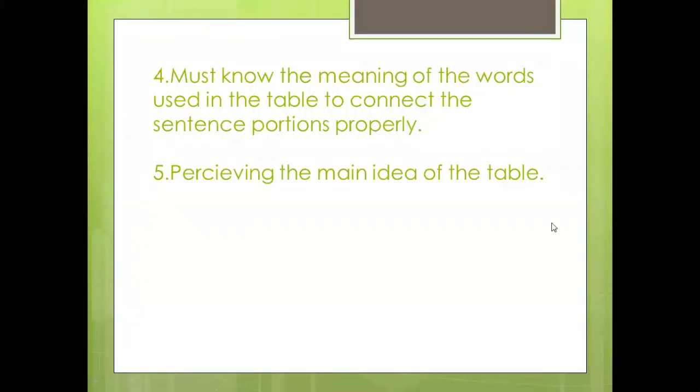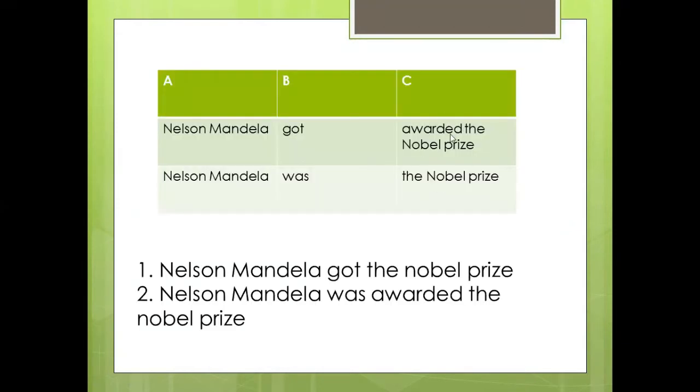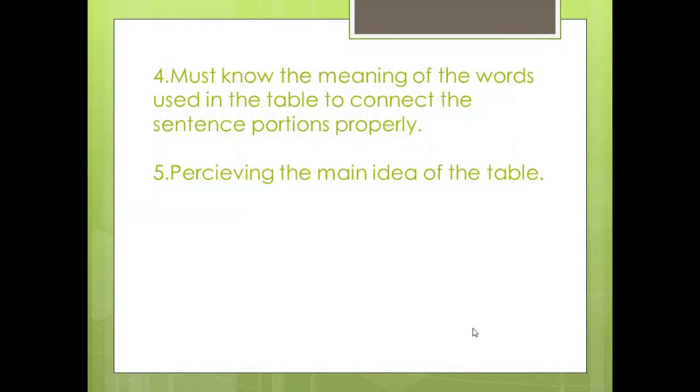So rule number 4, that students must know the meaning of the words used in the table to connect the sentence portion properly. That means you must understand the fractions or the words which are used in your table in order to make a successful and meaningful sentence. And perceiving the main idea of the table. That means before starting writing your answers, you may have a look on the fractions which are used in your table, especially column C. It will give you a general idea about the topic which is used in the table and which will help you to create sentences successfully.